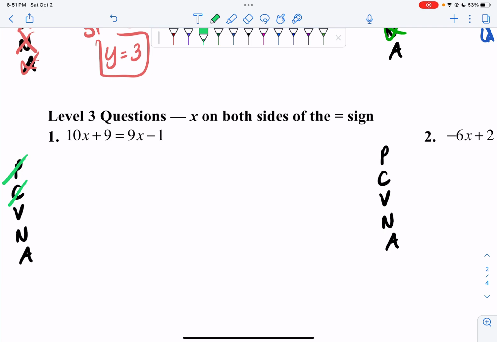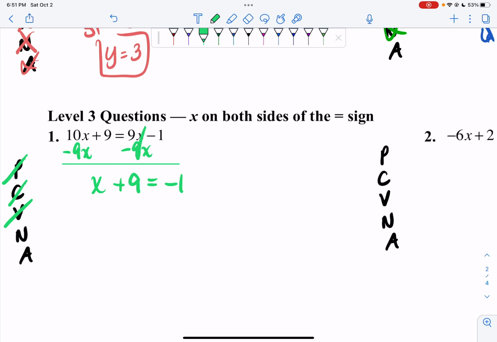Are all your variables on the left-hand side? They aren't. So I need to move this 9x. It's positive, so I'm going to subtract 9x from both sides of my equation. 10x minus 9x is just x, or 1x. So I'm going to do x plus 9 equals negative 1. So all my variables are on one side.